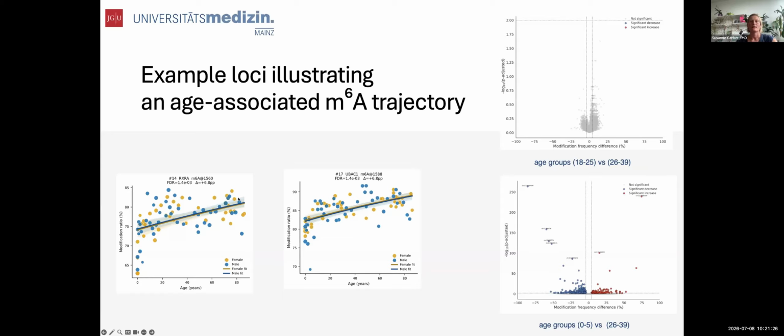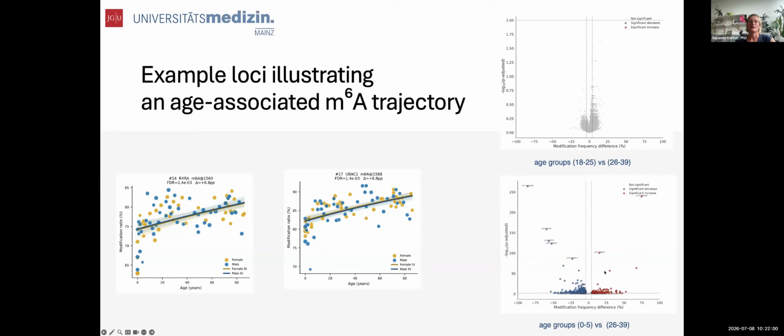And also, if you do it similar to the way that you would do volcano plots for gene expression, but here for modification level, you could also see that for very narrow age groups, so in those that are quite close together, like the age group 18 to 25 years old versus 26 to 39 years, there are only minimal differences that you could observe.